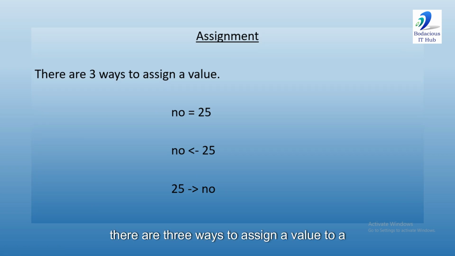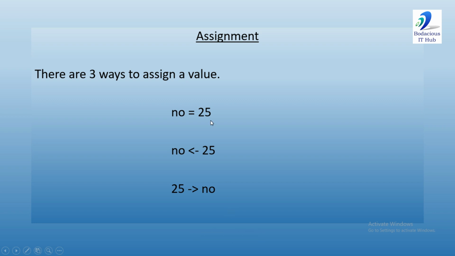Now there are three ways to assign a value to a variable or to an object. So we can use assignment operator, that is equal sign. So 25 is being assigned to variable called number. We can also use arrow operator. So we can write statement like this, or we can write like this also. So the arrow is pointing towards the destination. So 25 will be assigned to number. In this statement, arrow is pointing towards number, so 25 will be assigned to number. So arrow points towards the destination. So all of these three statements are valid.